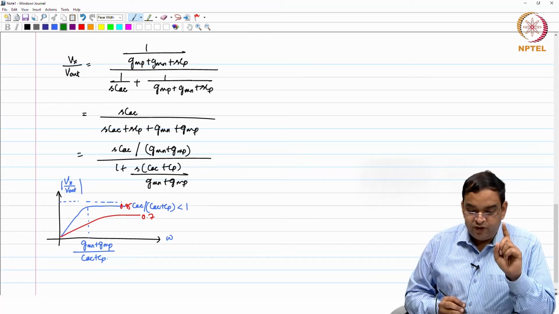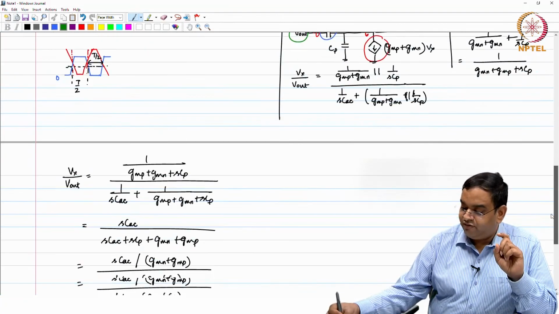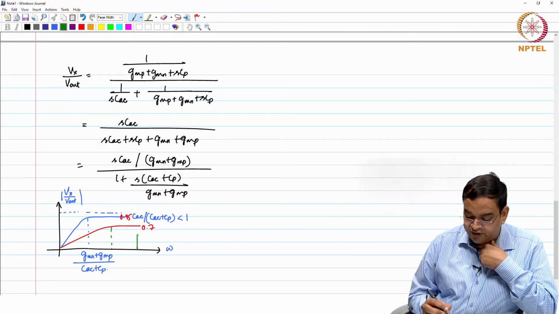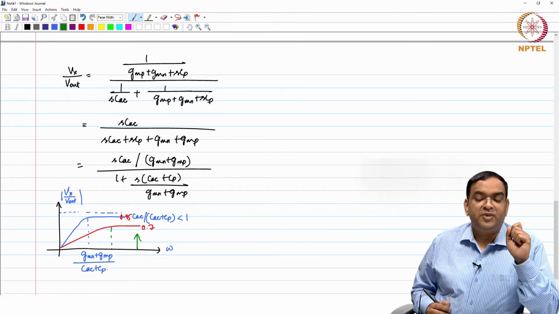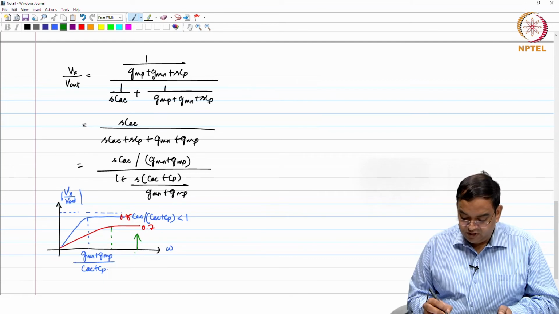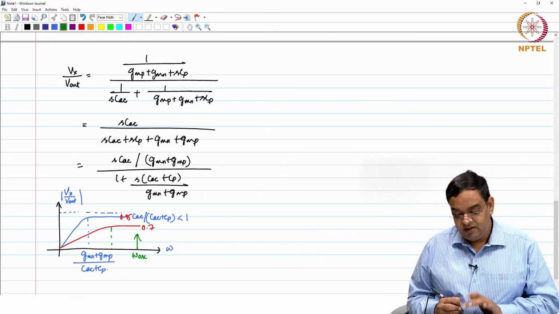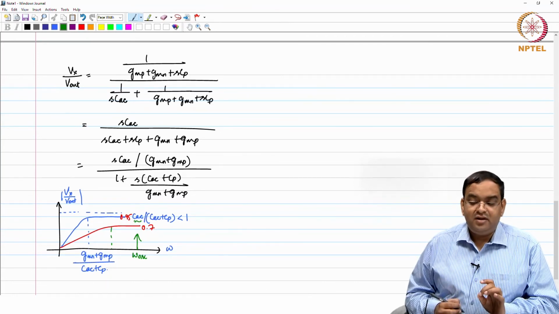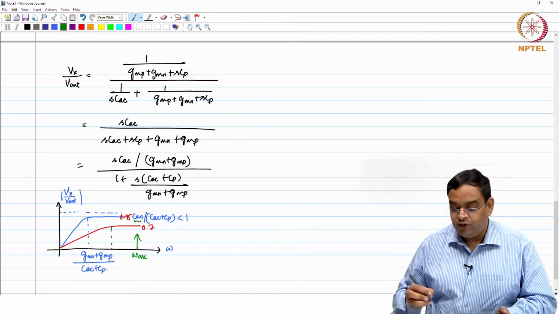The other thing is that your cutoff frequency should be smaller than the frequency at the input of the buffer. So, whatever your oscillator frequency, F oscillator or omega oscillator, should be greater than GMN plus GMP divided by CAC plus CP. Second, if you want the amplitude not to degrade, you should make CAC large, such that the degradation in the amplitude is lesser. That is how you need to choose it.